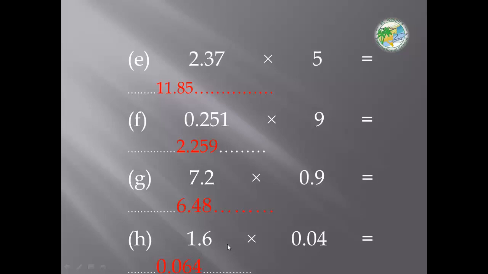Now, where do we put the decimal point? The first number has the decimal point after 1 digit, and the second has the decimal point after 2 digits. 1 and 2, so we write the decimal point after 3 digits.